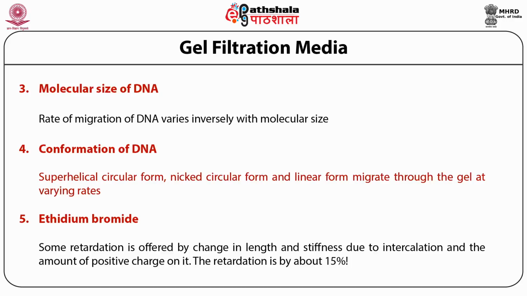The presence of ethidium bromide. Ethidium bromide, which is a dye used in the visualization of the DNA, carries a positive charge, and its intercalation to the DNA can cause a decrease in the negative charge of the DNA. It can also change the superhelicity and cause a simultaneous increase in the rigidity, which increases the length of the DNA. Thus, some retardation is offered by the intercalation of ethidium bromide to the DNA.